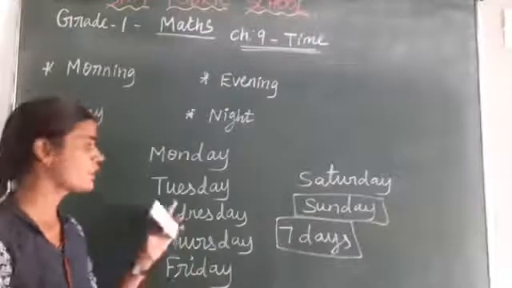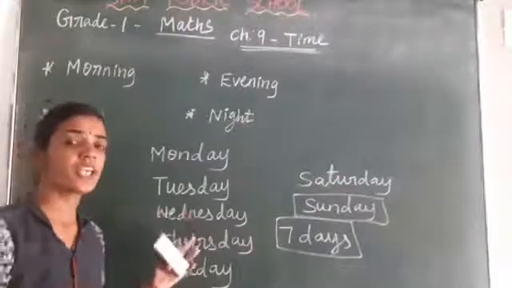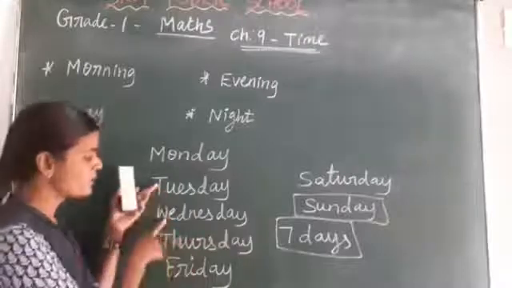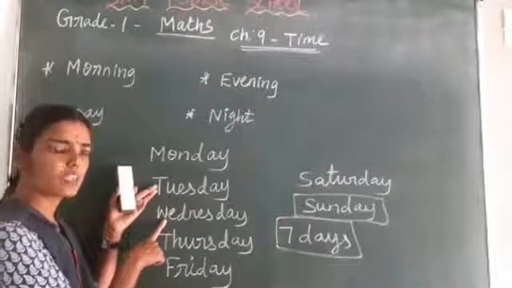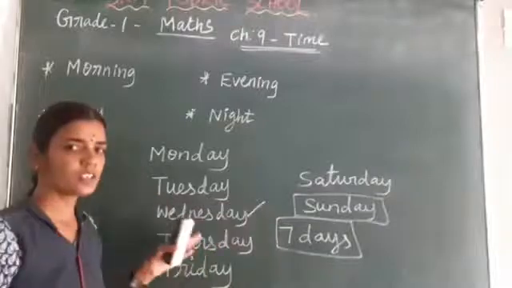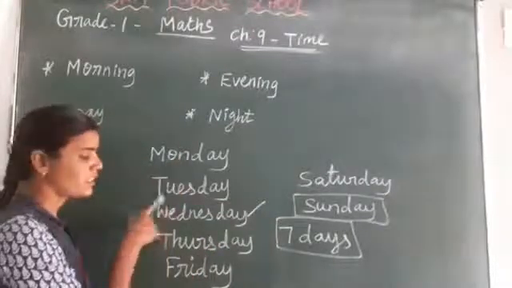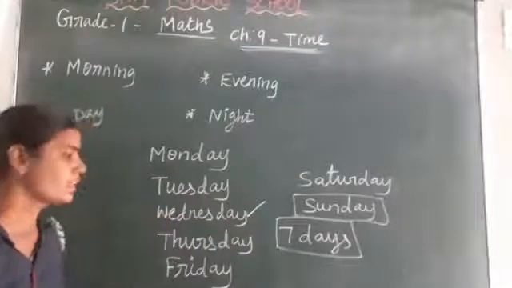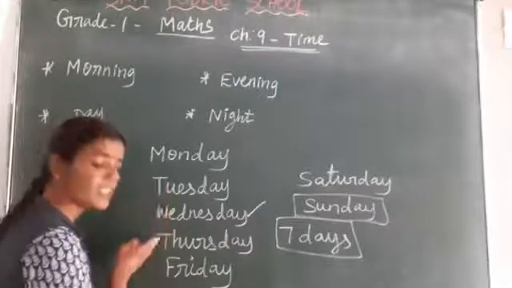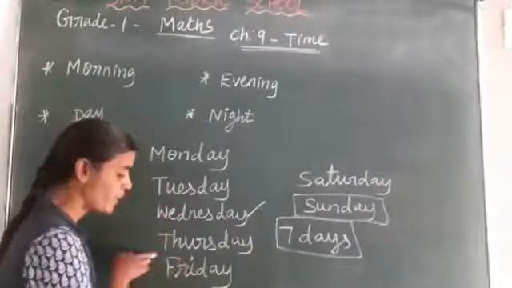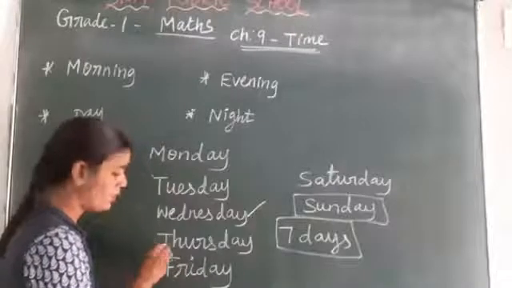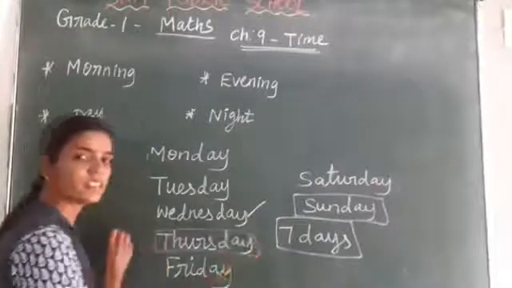What comes after Tuesday? Which day comes after Tuesday? That means Wednesday. They will ask that question also. Which day comes before Friday? Before means the day right before this one. So that is Thursday.